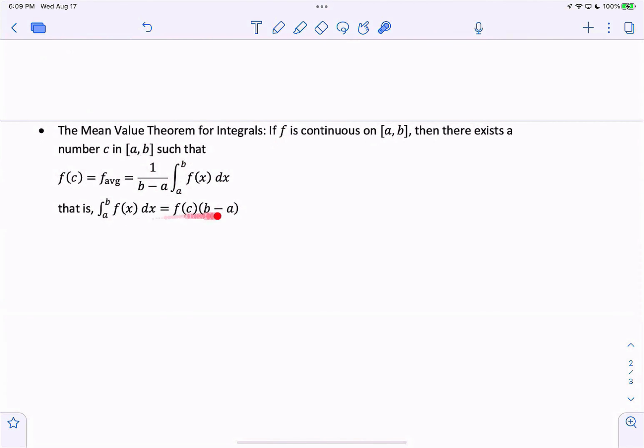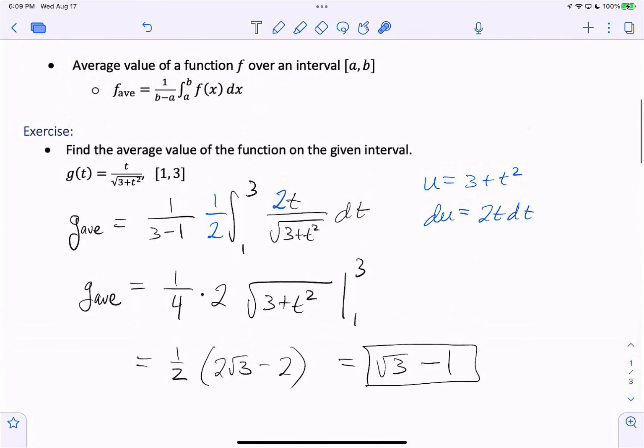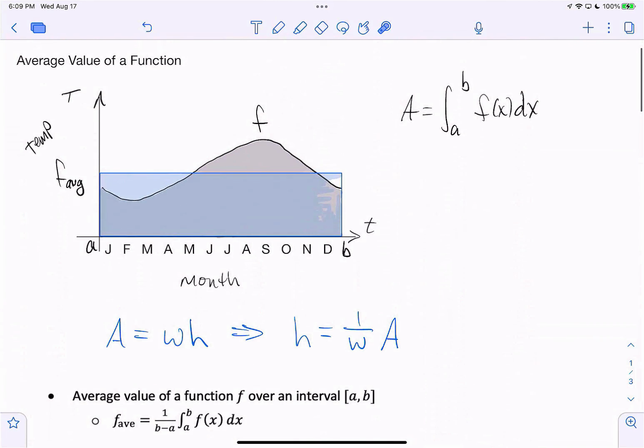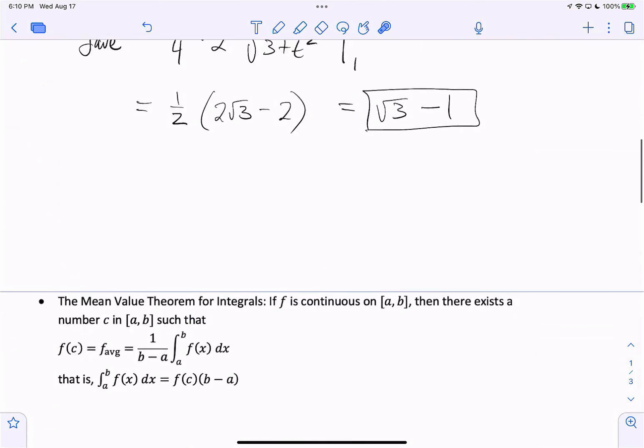that equation there. Let's go back to our original picture here. What the mean value theorem for integrals says is that as long as f is continuous, there's an input that will give you an output that matches the average function value. It doesn't say that there's only one. I mean, it can happen more than one time. But that's what the mean value theorem for integrals says.